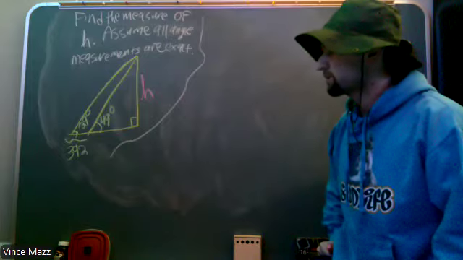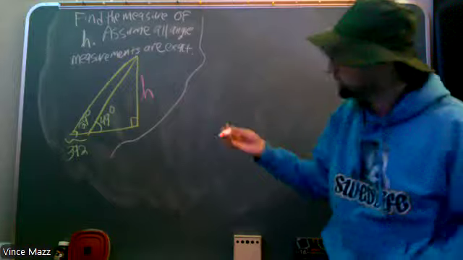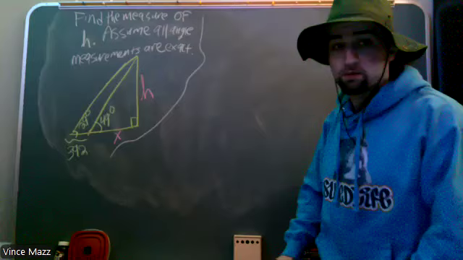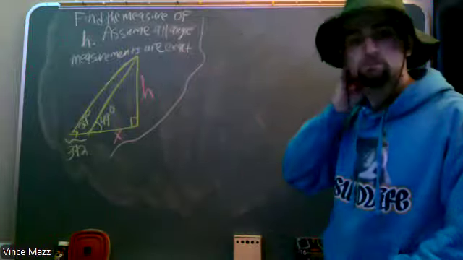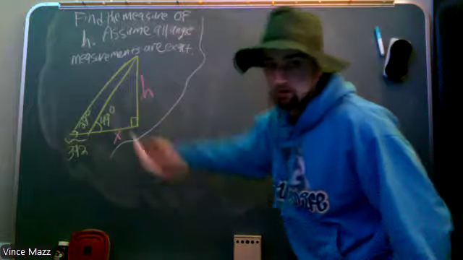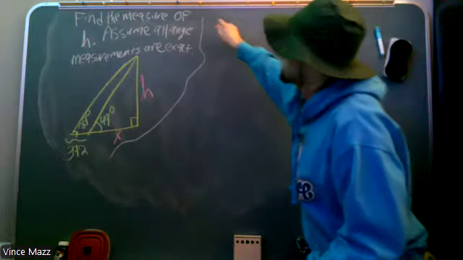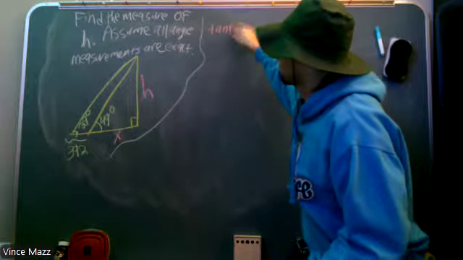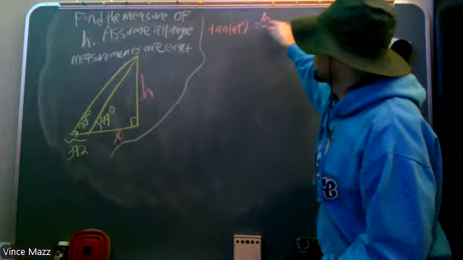Well, you have an unknown here that might be useful, so I'm just going to call this x right here. And you have two triangles that you probably want to be dealing with: the bigger one, and then that smaller one. So let's set up two different trig ratios. Since we're dealing with the opposite side and the adjacent side, we're obviously going to use tangent. So tangent of 49 degrees is equal to the opposite, h, over x.